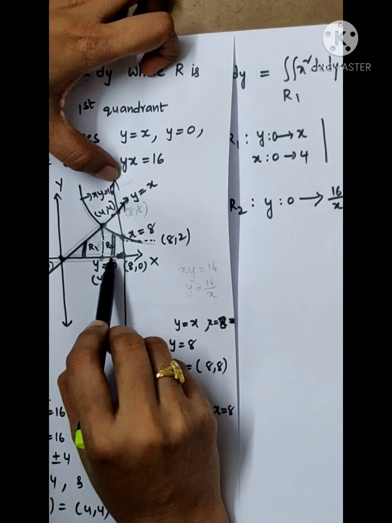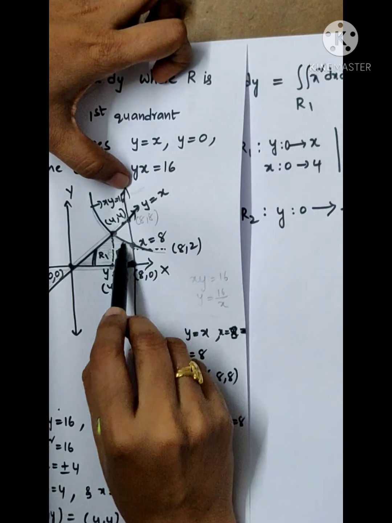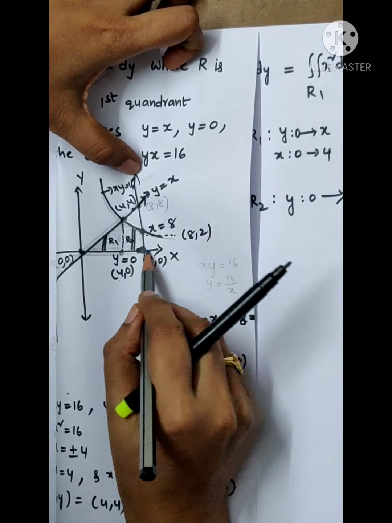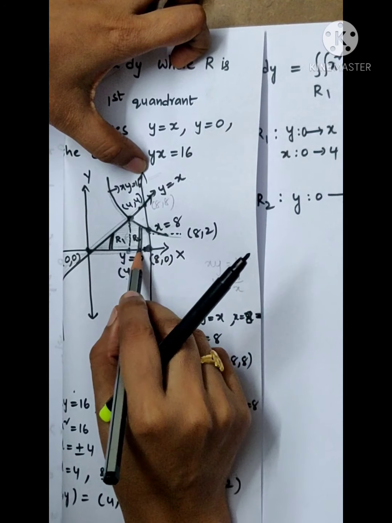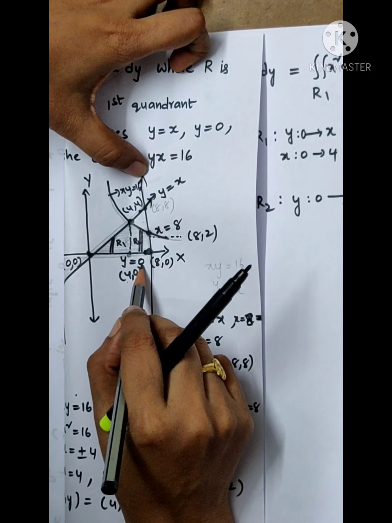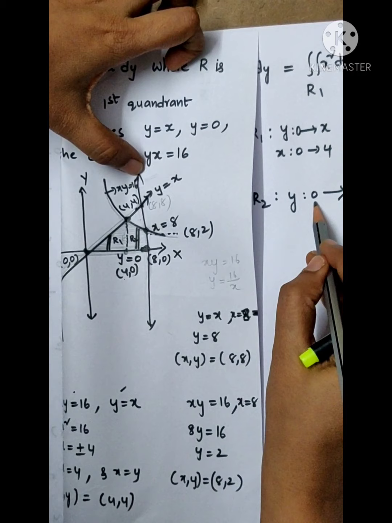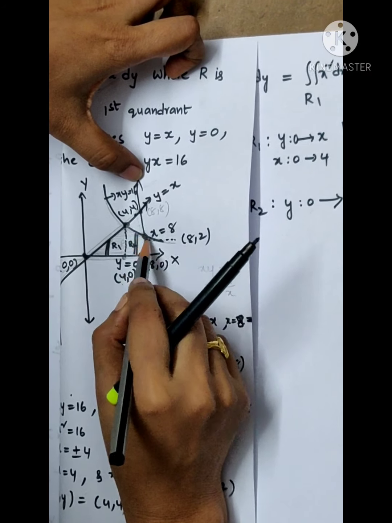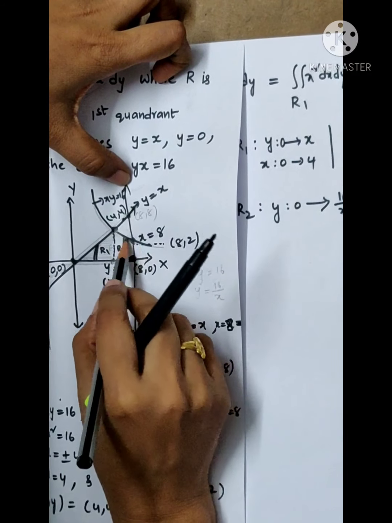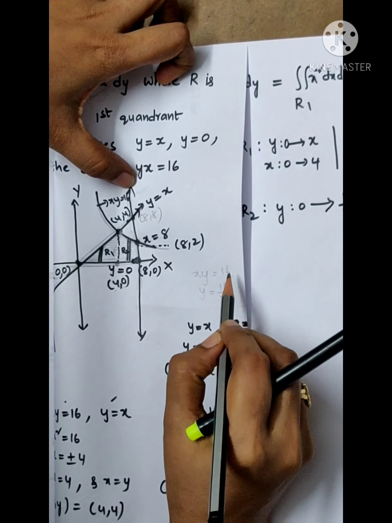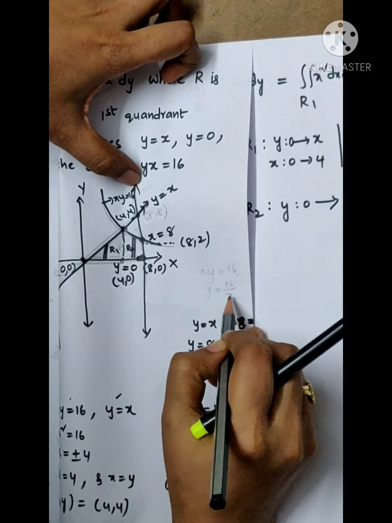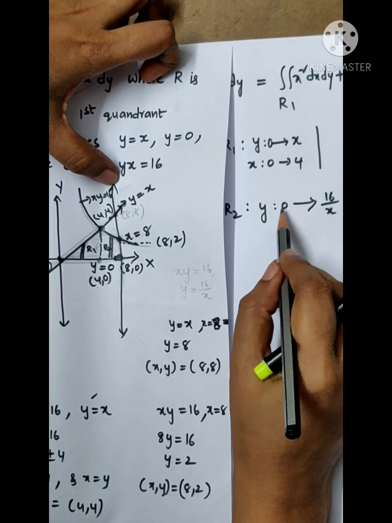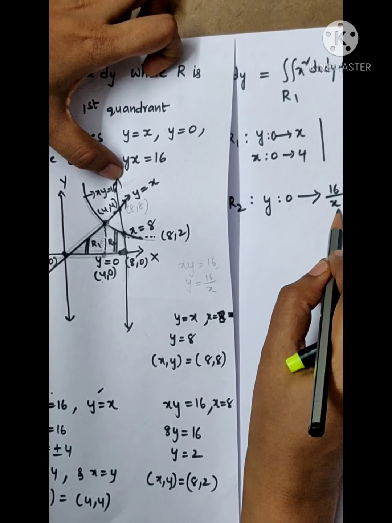Again I am explaining. The vertical strip's first end touches the x-axis. The x-axis equation is y equal to 0, so y is 0 itself. So it becomes the lower limit. The other end touches this curve, whose equation is xy equal to 16. From that, y equals 16 by x. It becomes the upper limit. So y limits are from 0 to 16 by x.